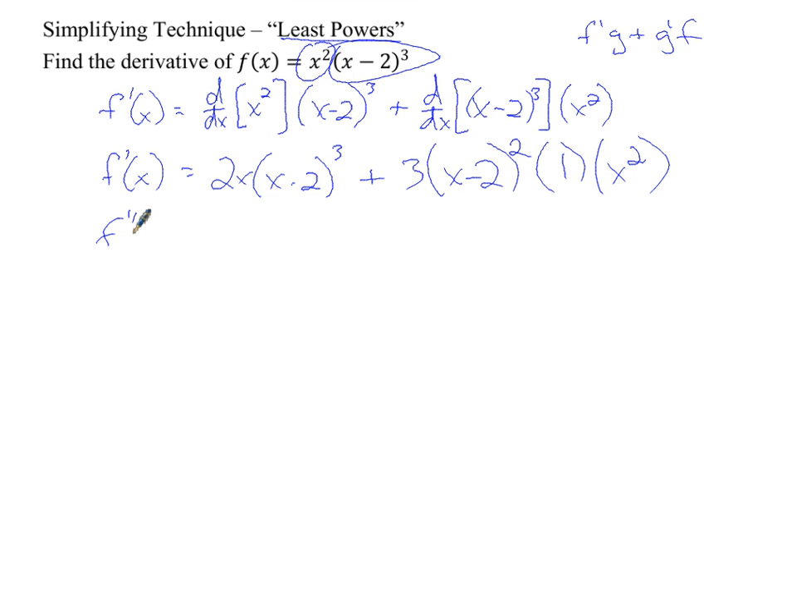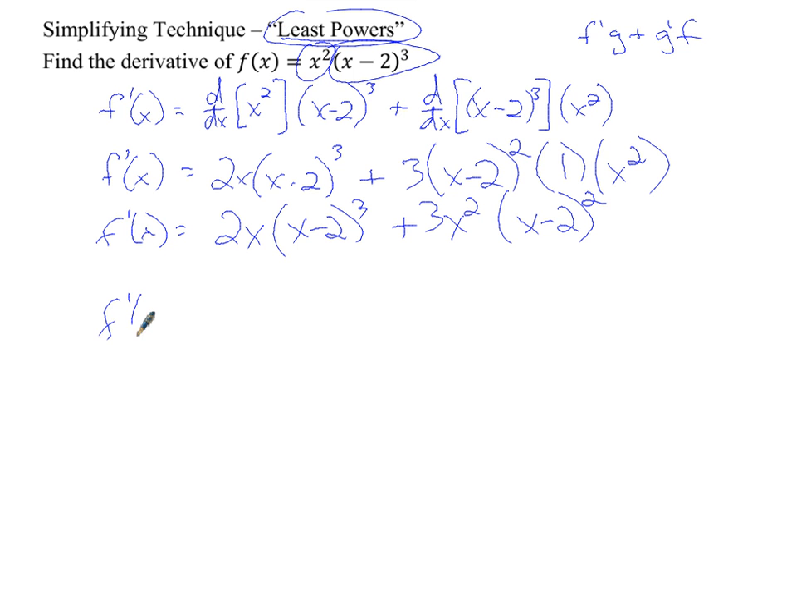So f prime of x equals, I can't simplify this any further just yet, so I'll write 2x times x minus 2 to the third power. This thing here can simplify. I have a 3 times a 1 times an x squared, so that's plus 3x squared out front times x minus 2 quantity squared. There is a GCF here. There's more than just x as a GCF. Remember, we're working with least powers here.